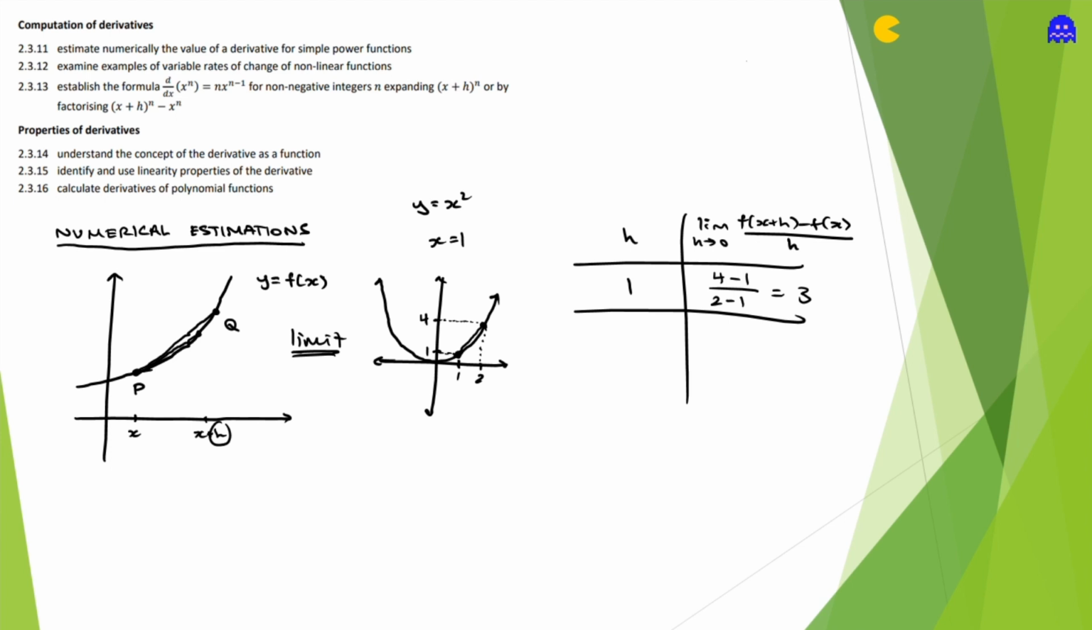We can go to 1.1 rather than 2. So in this case, our h decreases to 0.1. We go to 1.1 instead, which corresponds to a y value of 1.21. So 1.21 minus 1 over 1.1 minus 1, and if we calculate what this is equal to, that will be equal to 2.1. We can then go even closer, go to 1.01, and this corresponds to a value of 1.0201, so 1.0201 take 1 over 1.01 take 1.